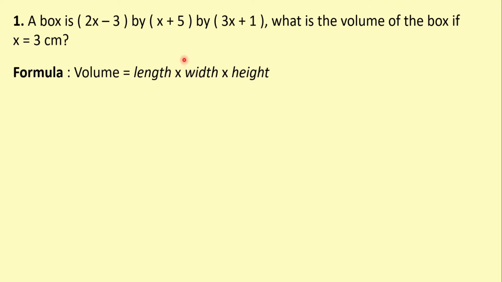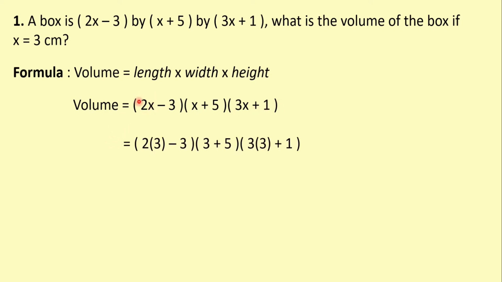Now, yung volume ng box, yung formula is length times width times height. So, multiply lang natin itong mga dimensions niya. Okay? Ito na. Multiply natin yung tatlo. Then, i-evaluate lang natin. Meaning, substitute lang natin itong value ng x dito sa ating equation. Yung 2x magiging 2 times 3 kasi yung x is 3. Then, minus 3, x plus 5 is magiging 3 plus 5. Then, 3 times x is magiging 3 times 3 plus 1.